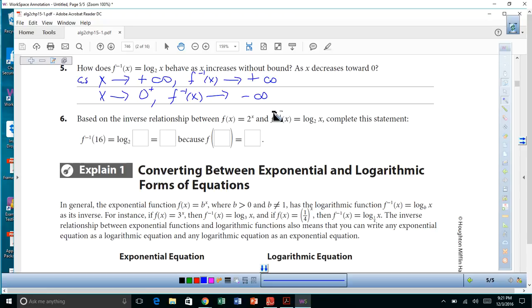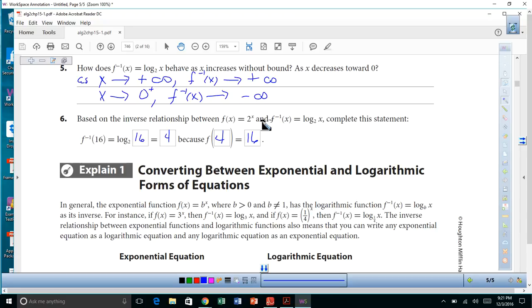Based on the inverse relationship between f of x equals 2 to the x power and the inverse of f of x equals log base 2 of x, complete this statement. The inverse of f of 16 equals log base 2 of 16 equals 4, because f of 4 equals 16.